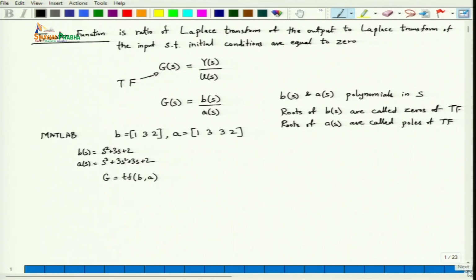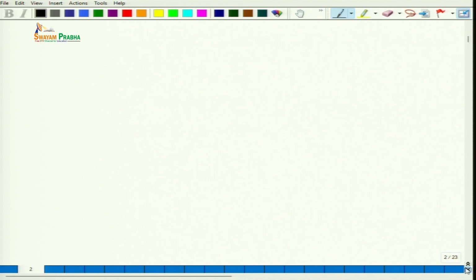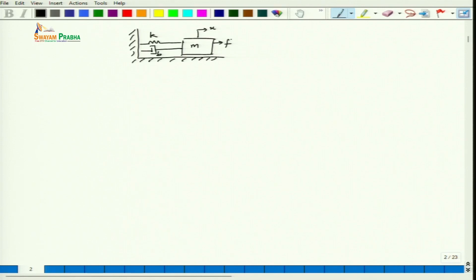So, now we have studied the transfer function mathematically and defined it. Now we'll focus on doing one example. So let us consider a simple spring mass damper system. Here we have the mass m, spring with constant k, and damper with constant b. And let us denote this position as x, the force as F.